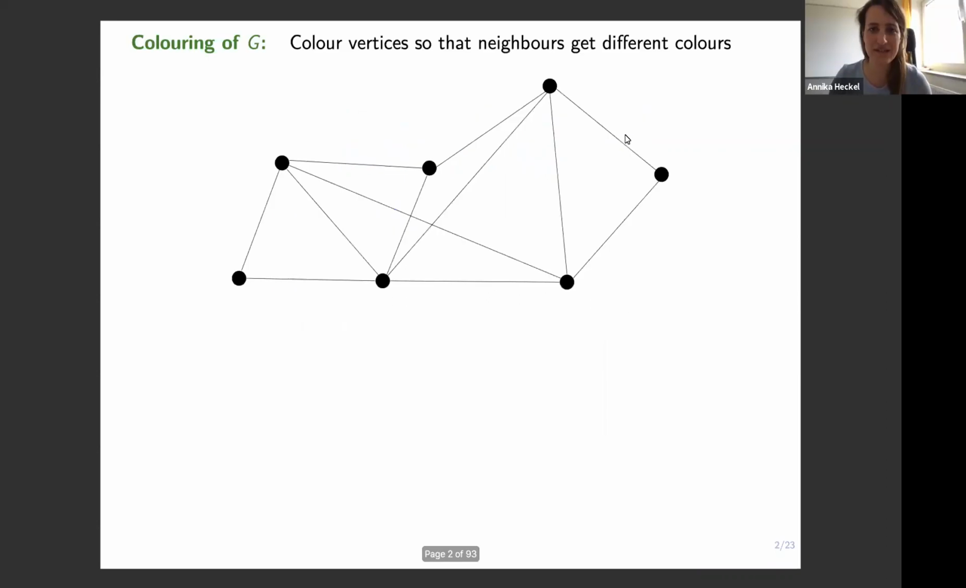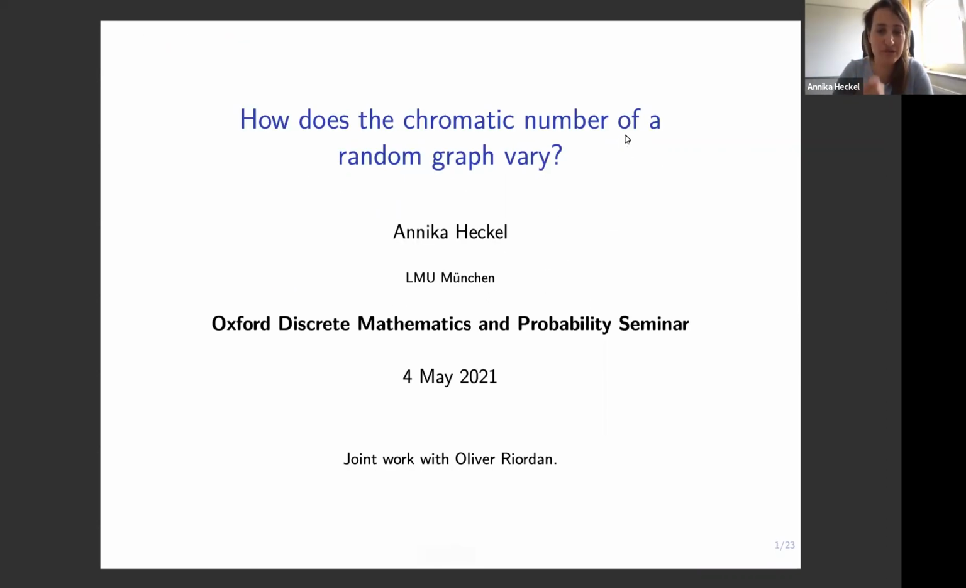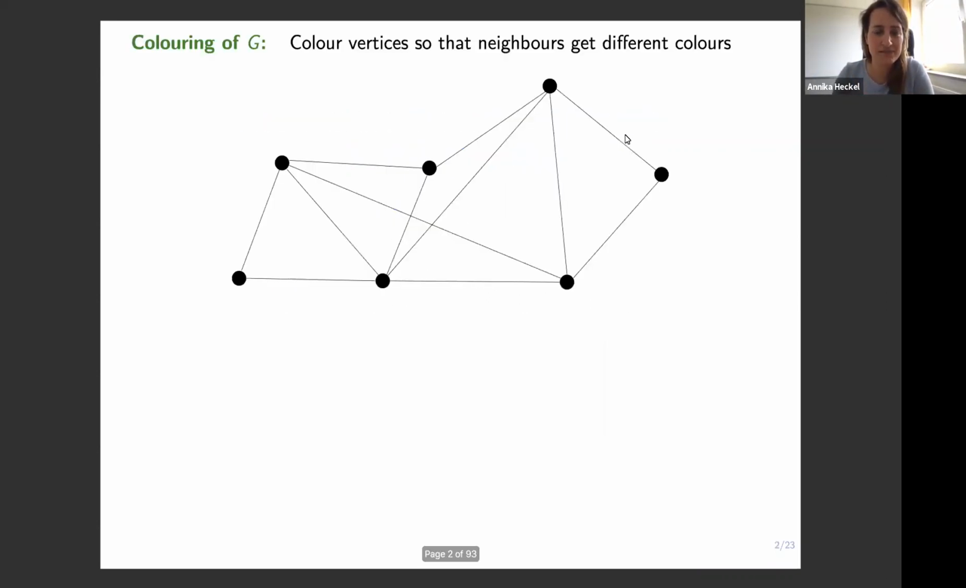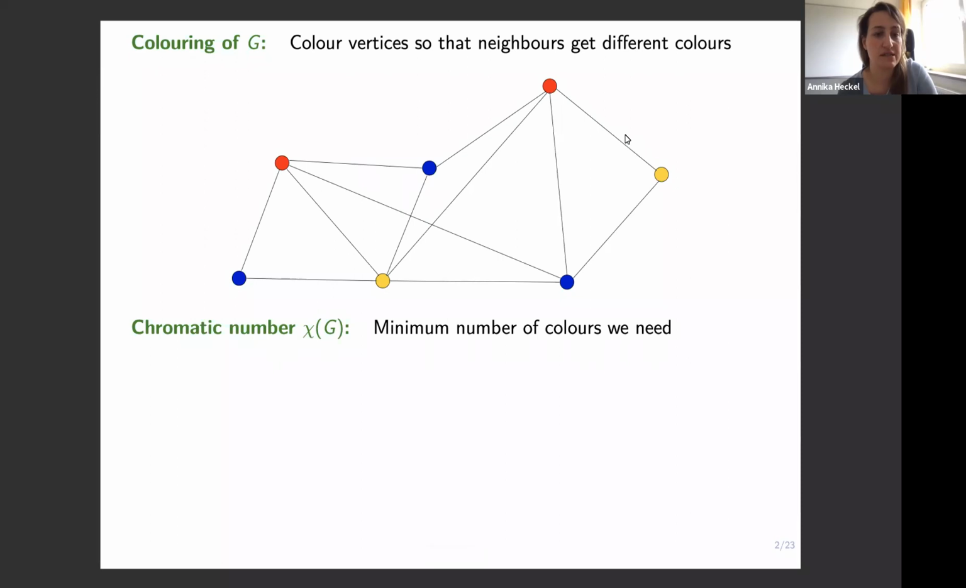Yeah, so thank you for the invitation to speak here and for the introduction. So the chromatic number is a classical topic in graph theory. Suppose we want to give a color to every vertex so that neighbors get different colors. Then the chromatic number is the minimum number of colors where this is possible.